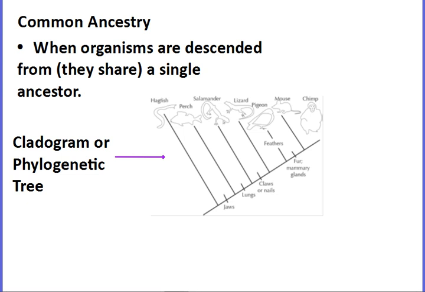Common ancestry is when organisms are descended from, or share, a single ancestor. And what we're looking at here is a picture of a cladogram or phylogenetic tree, which we'll look at more later on. But there is evidence in the fossil record and other types of evidence that we'll talk about going forward that indicates that there is common ancestry among living things, and when we look at certain characteristics of organisms, we can see how closely related they are.